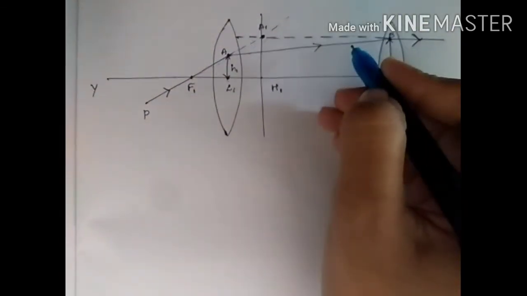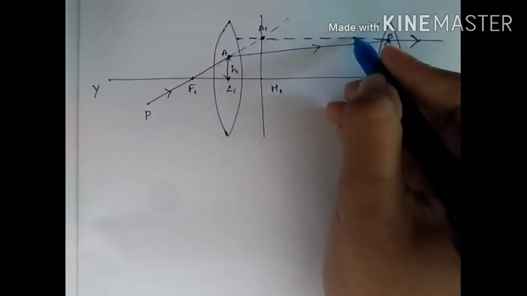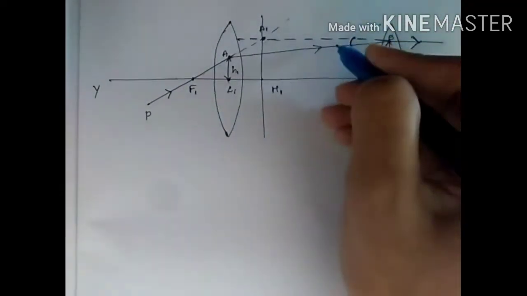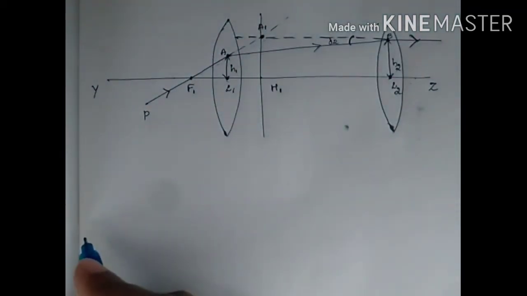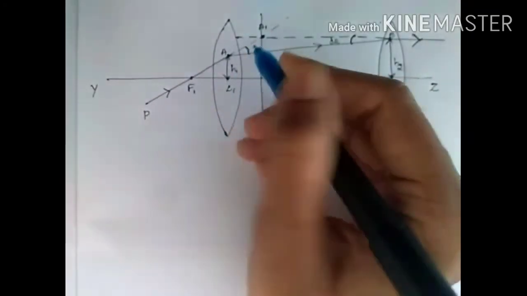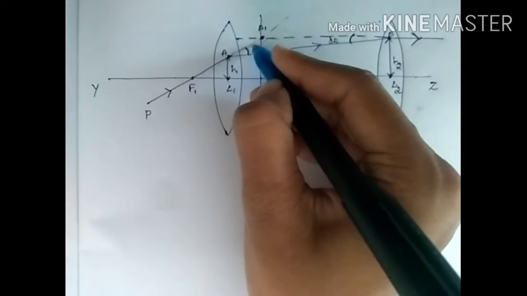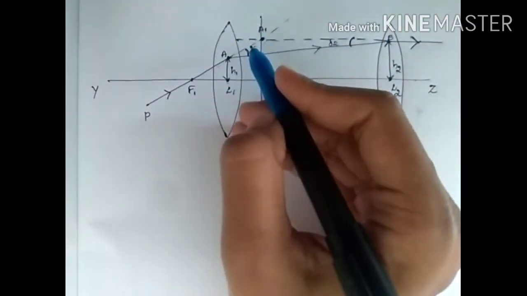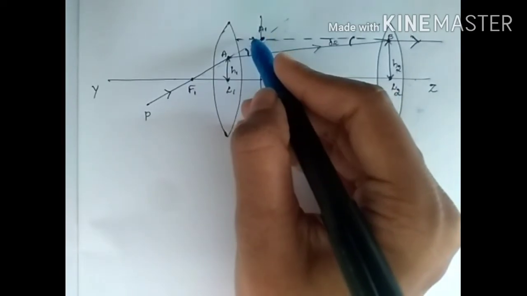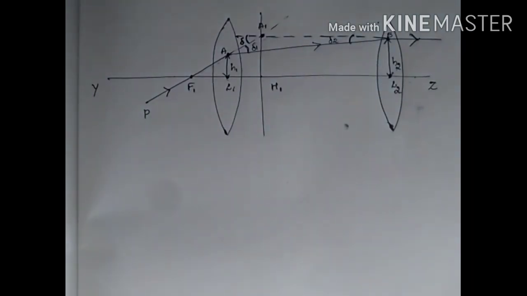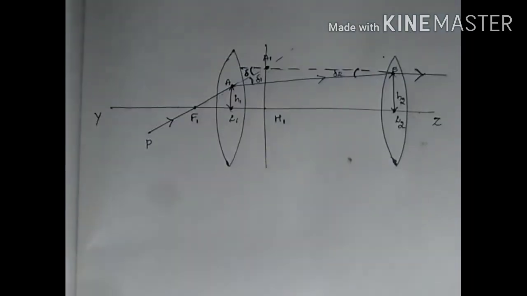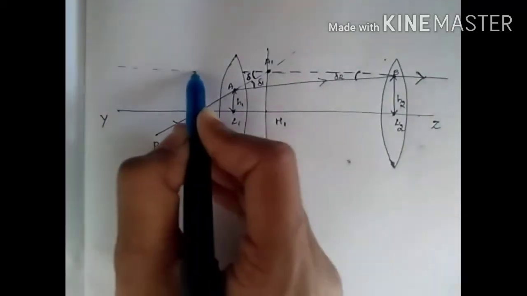Now the refracted ray is making an angle, let us suppose delta 2, and the incident ray is making an angle delta 1. This angle here is the overall angle of deviation, delta. So you have three angles: delta 1, delta 2 and delta. Let us produce this ray further.